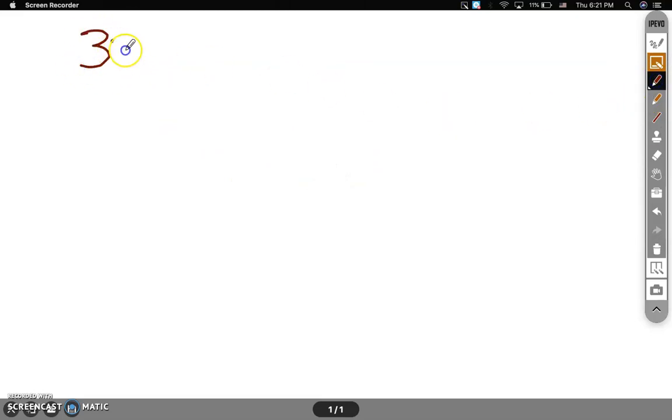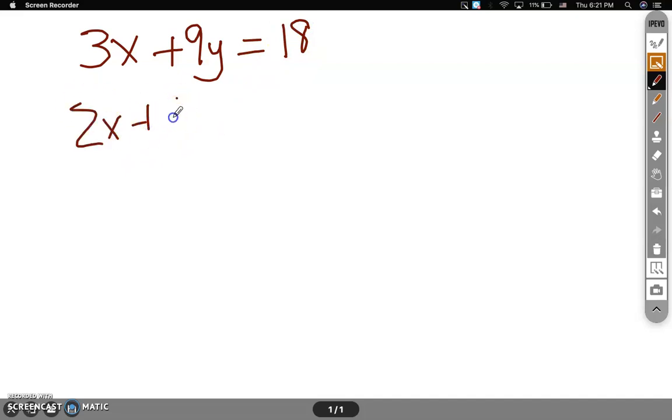Say let's do 3x plus 9y equals 18. Then we'll do 2x plus 4y equals 8. All right. So now I'm going to substitute one of the equations into the other to figure out what one y value or one x value is expressed as an expression.